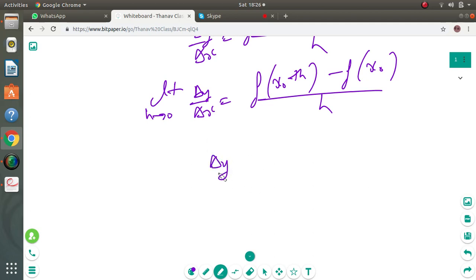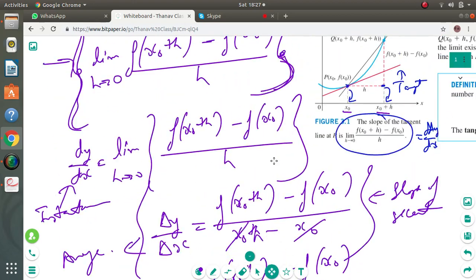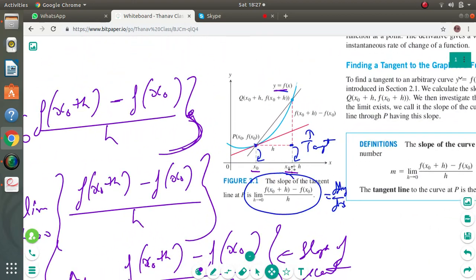See, delta y by delta x is given as, for example, y2 minus y1 by x2 minus x1. If you look at the graph here, we have y2 is equal to f of x naught plus h. This is y2. This is minus y1. This is x.